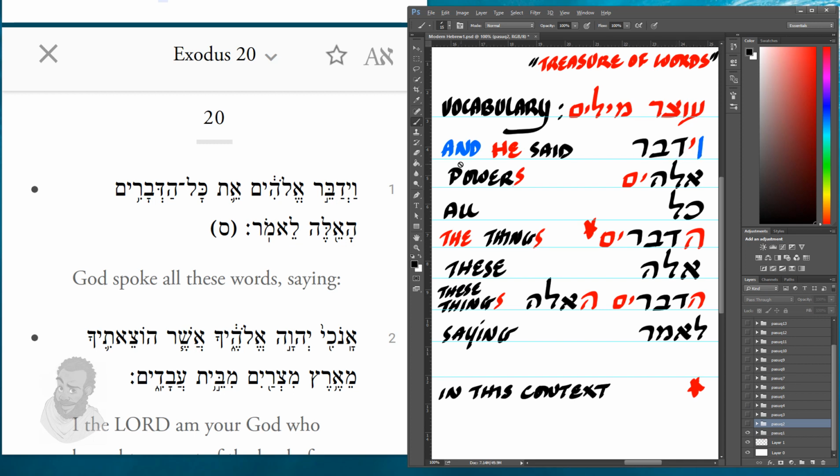Vayedaber means and he said. You have the waw, the yod, and diber. Diber in Hebrew means he spoke. You have the yod in front of diber, which means he will speak. Remember, there are no tenses in Hebrew. It's just completed and incompleted action, just like Arabic. So you have he will speak, which is an incompleted action.